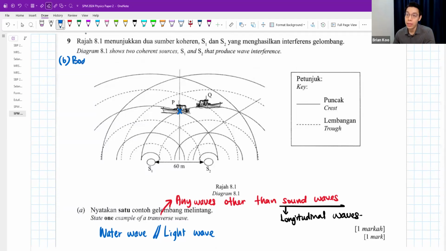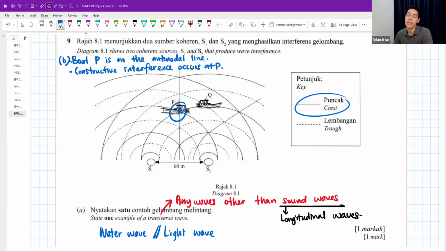You can say that boat P is on the antinodal line. That point is called an antinodal line. Okay, or you can say constructive interference. You write what you know. Constructive interference occurs at P. Okay, what else? At P you have two crests overlap each other. Crest meets crest, overlaps with crest at P.